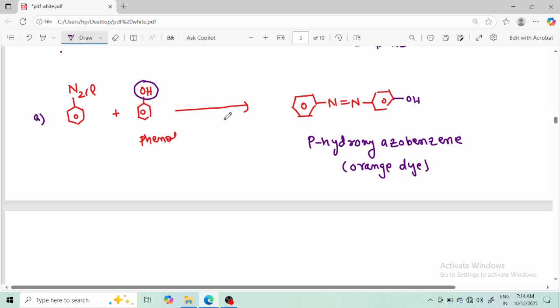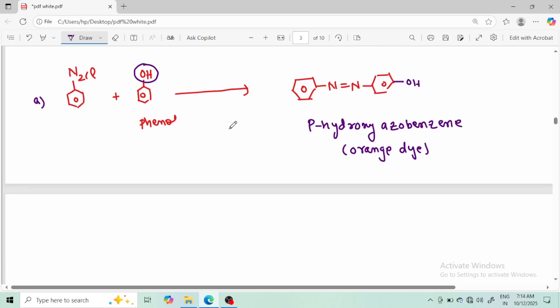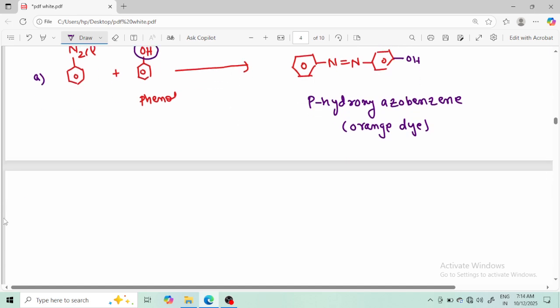Second one is that if benzene diazonium salt is reacting with toluene, so what is toluene here? So this CH3, this one is what? Toluene.